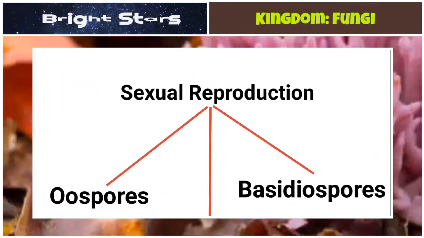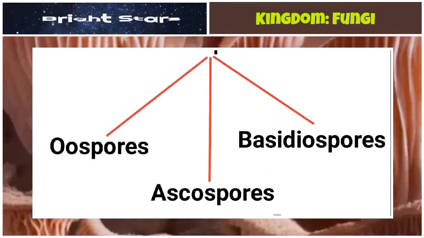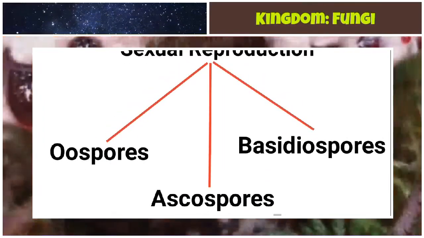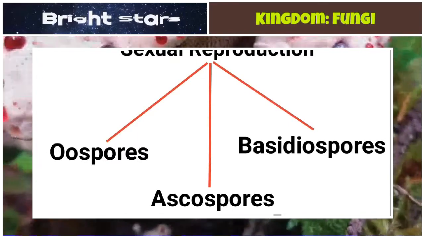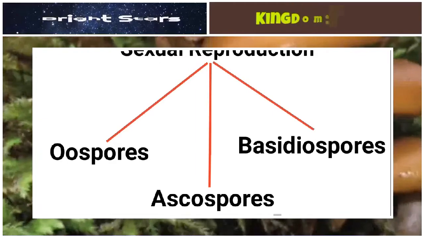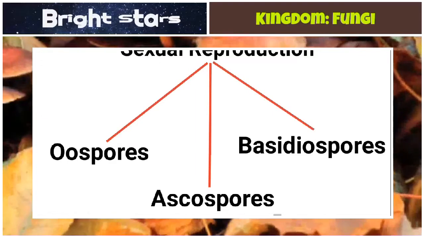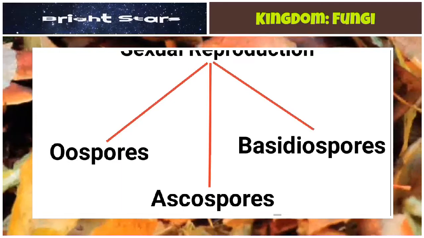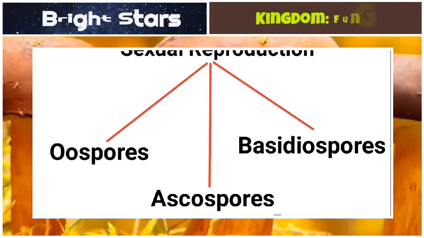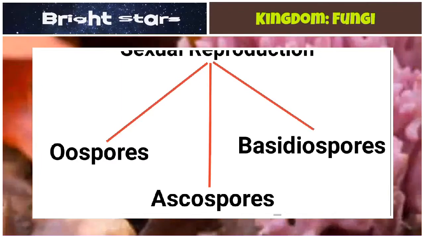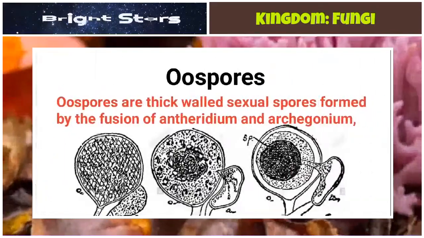So next one is this sexual reproduction happens due to the production of three different kinds of spores. They are called oospores, ascospores, and basidiospores. So in the next video, we are going to see what are the different kinds of fungi and what are the different kinds of spores in them. So here basically we are learning sexual reproduction results in oospores, ascospores and basidiospores. So what are these things we are going to study?